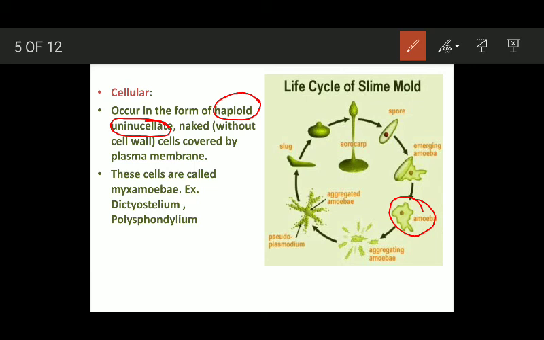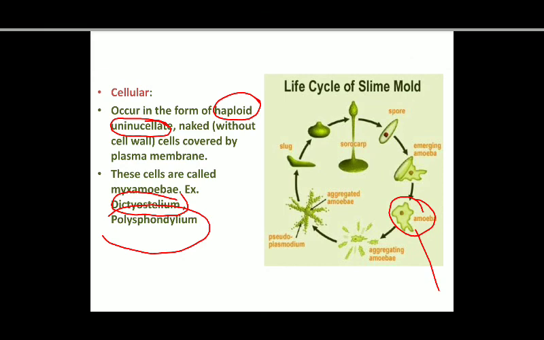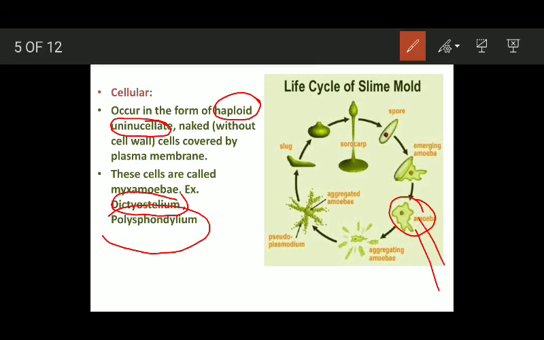These cells are called myxamoebae. They possess pseudopodia-like structures. They are called myxamoebae, and the examples in this category include Dictyostelium and Polysphondylium. Now their life cycle, or you can say their reproductive cycle, how they reproduce. First of all, you have here a single haploid cell, which is known as myxamoebae.